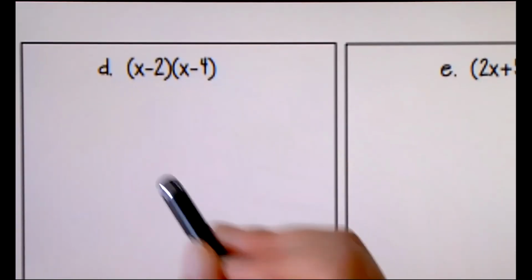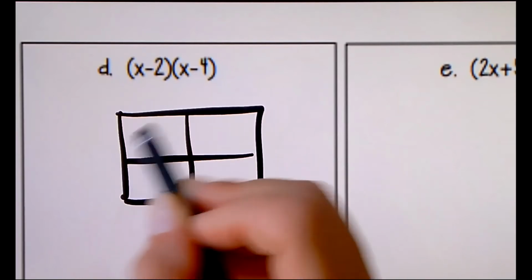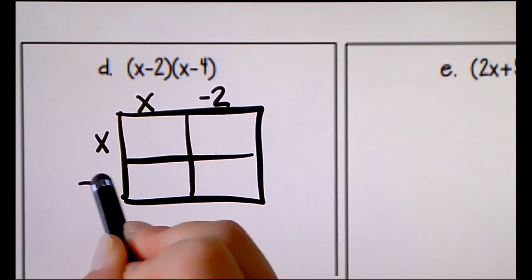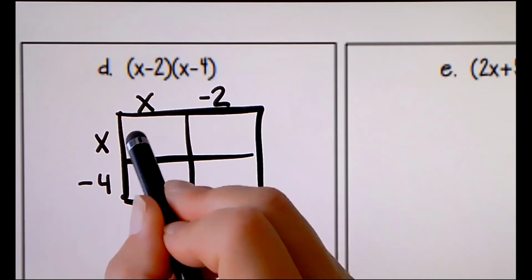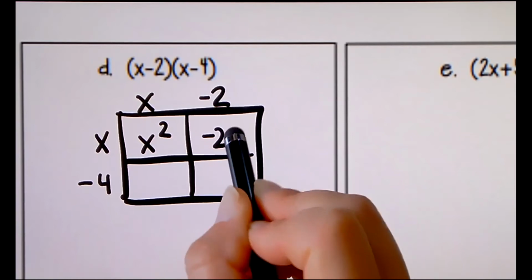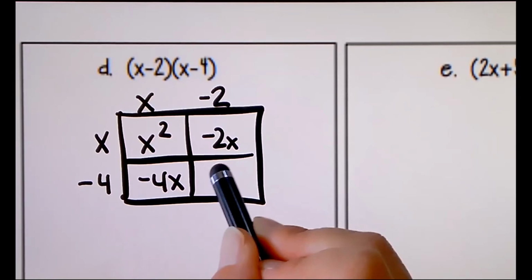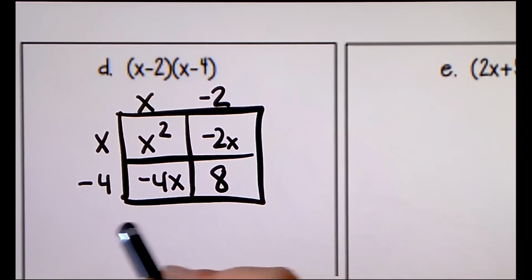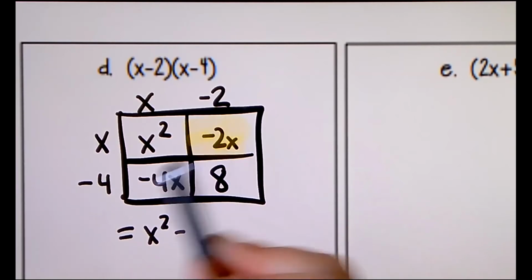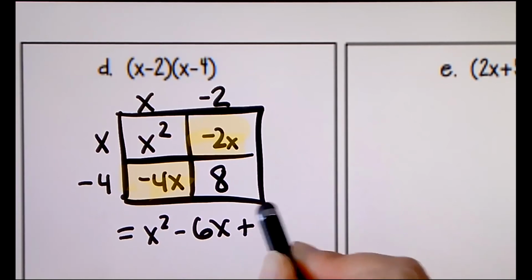Okay, x minus 2 times x minus 4. X minus 2, x minus 4. X times x, x squared. X times negative 2, negative 2x. Negative 4 times x, negative 4x. And negative 4 times negative 2 is positive 8. So x squared minus, again, like terms. Those are my like terms. Minus 6x plus 8.